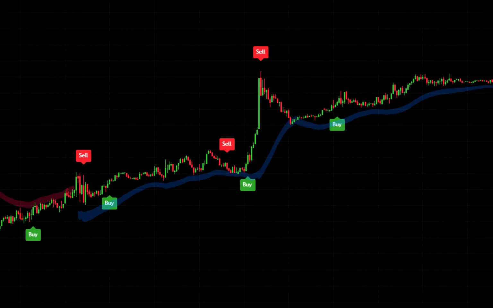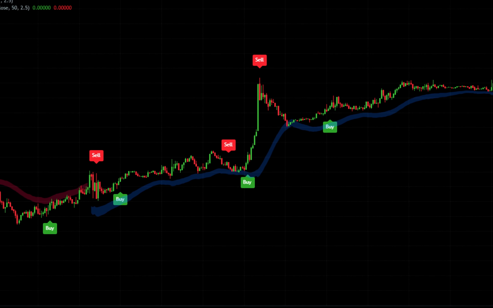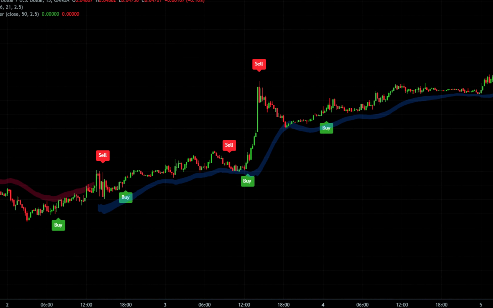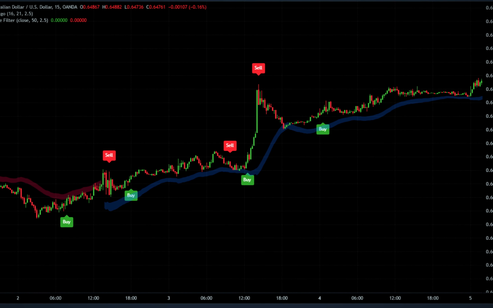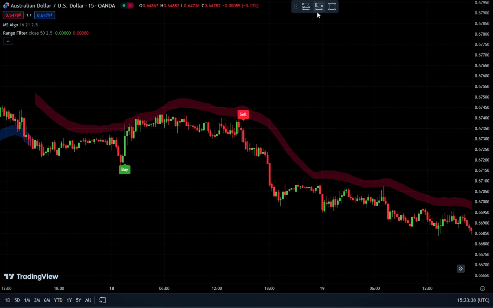This Range Filter Buy and Sell indicator will be used as a guide for placing orders in the market. Now let's discuss how to place buy and sell orders using this scalping strategy. How to place a sell order.